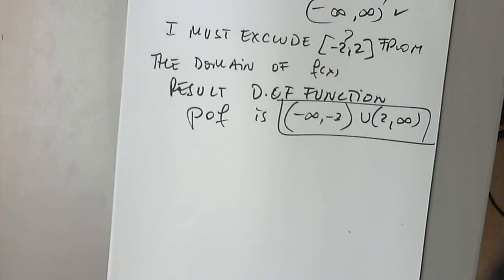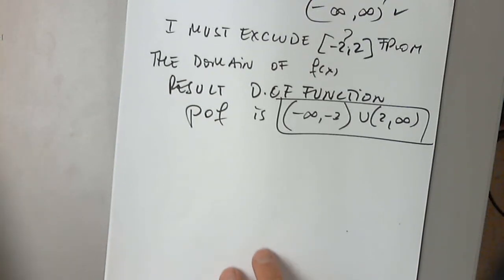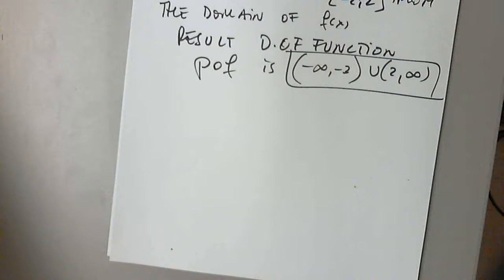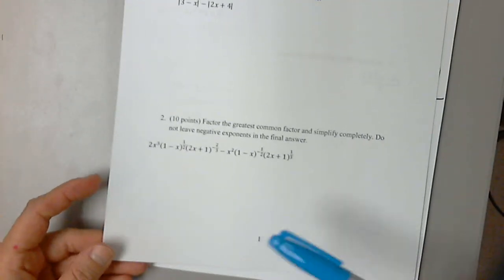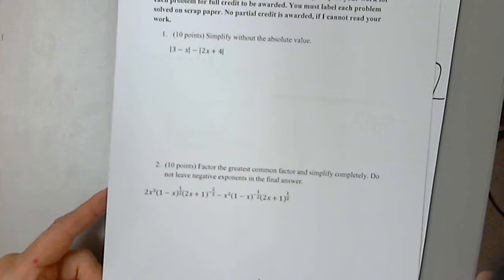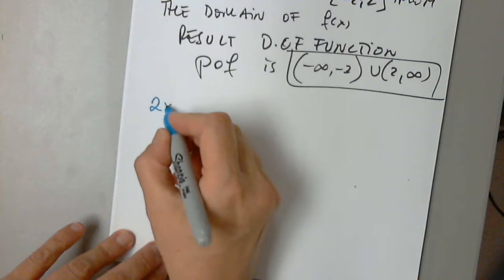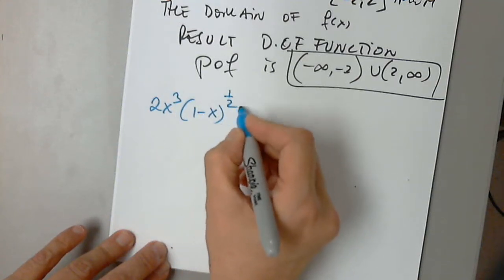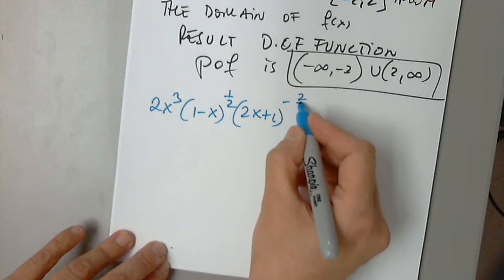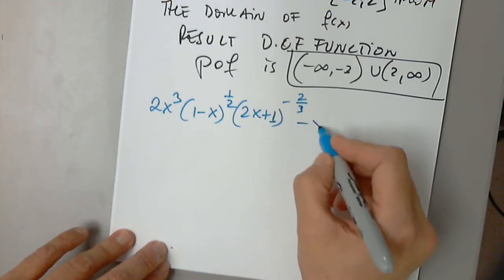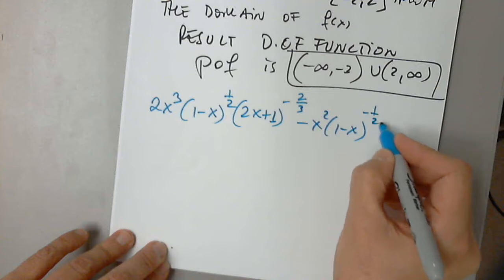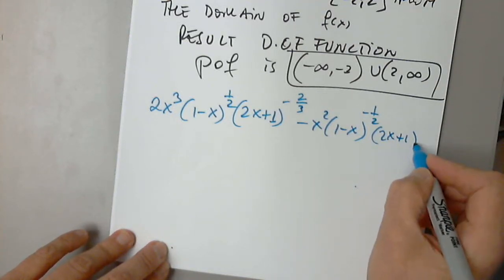If you recognize problems that we have covered in class, like for example, number 1, we did at least 2 or 3. Let's skip it unless you have difficulties with it and you say, let's do it. Again, problem 2 is very similar to what we covered, so please choose if you like from page 1. Number 2, okay, so let's start with number 2. So we have 2x cubed, 1 minus x to 1/2, and 2x plus 1 to negative 2/3, and then minus x squared, 1 minus x to negative 1/2, and 2x plus 1 to 1/3.